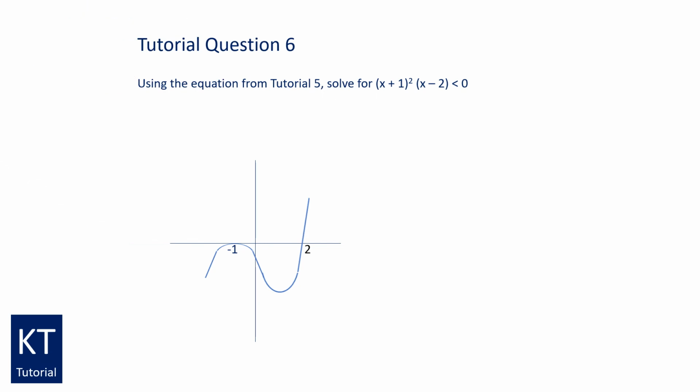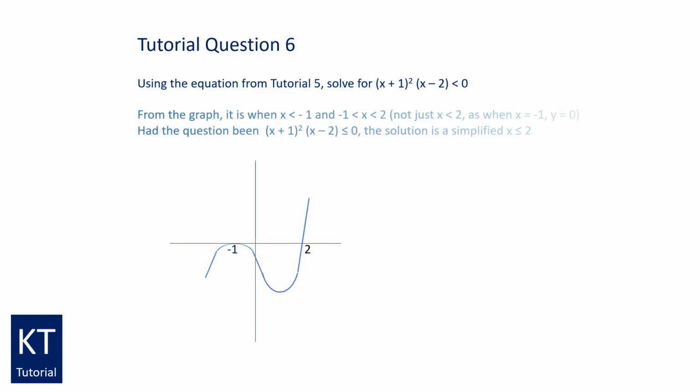Tutorial question 6. Using the equation from tutorial 5, solve the given inequality. For the given cubic polynomial to be less than 0, we could easily reference the graph to tell that the solution is when x is less than minus 1 and when x is in between minus 1 and 2.